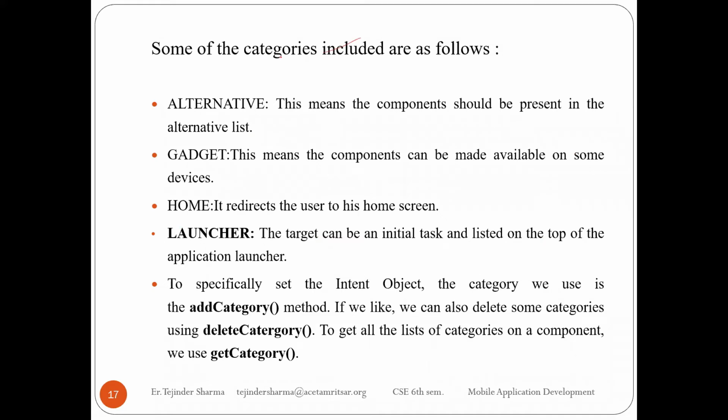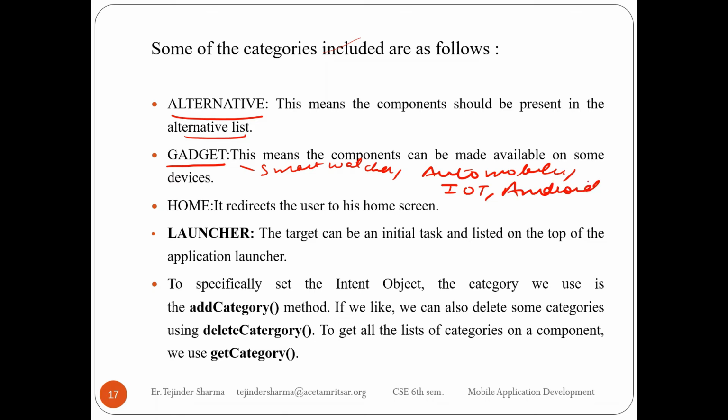Other categories which we use: first, alternative. When it is not in the main category, it is used in the alternative list. Second is gadget. You can use the app on smartwatches, automobiles, I mean, then you have IoT based things, then you have Android screens or Android TVs. For that, you will use the Android gadget category. Next is home. Home means it will take you to the home screen. Launcher is the first application and it will launch your application onto your phone.